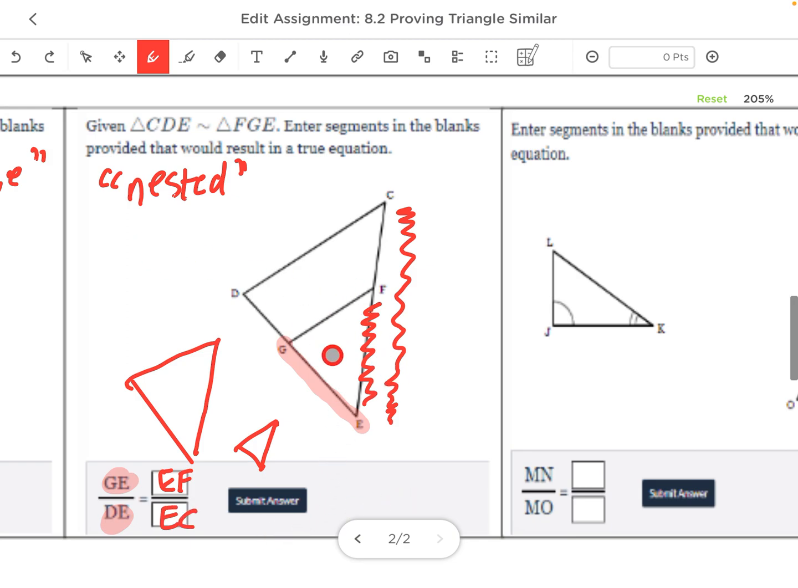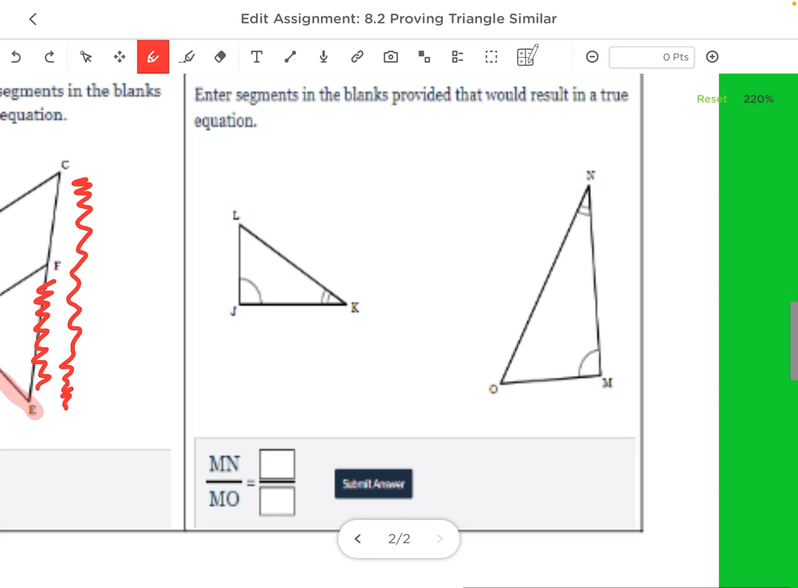This is called a nested one. So we're seeing that is two different triangles built in. All right, so then our last one. Enter the segments that would make a true equation. So MN and MO. Okay, so MN, which is right here, and MO. Okay, so let's look at what would correspond with MN. MN is right over here. Okay, so think about this. Pause the video, see what you think would go over here.